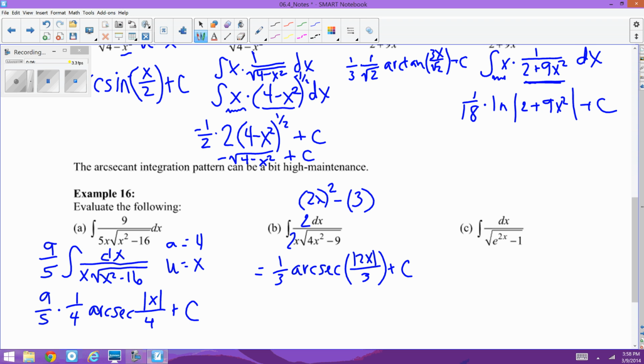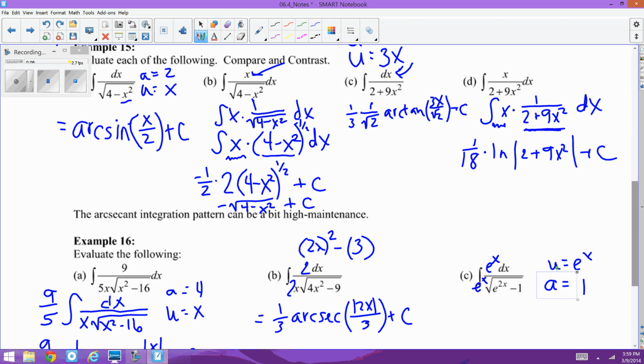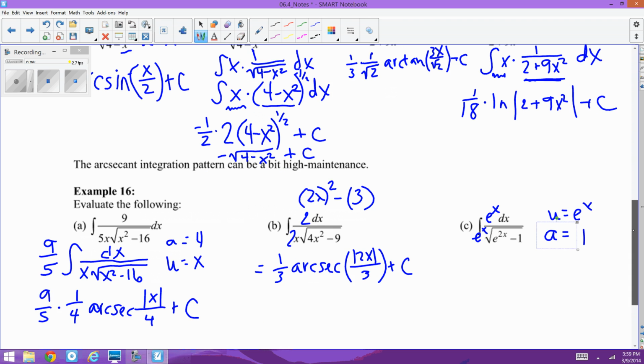All right, one more. If I allow my u to be e to the x and my a to equal 1, all right, and I'll put that e to the x up there. The derivative of e to the x is just e to the x. So right now, this one didn't even look like this. All right, it was missing these parts. But secretly, it is there because e to the x over e to the x, that is just 1.